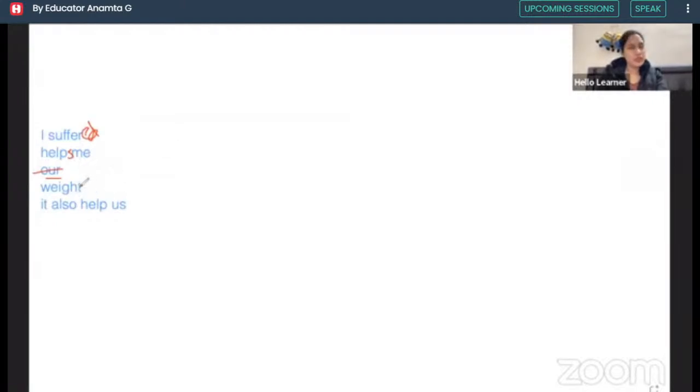The pronunciation of "weight" was a bit off. Weight. Yes. It also help us to improve our digestion system. Helps. Subject verb agreement. Singular versus singular. Whenever you talk about "it," as here you said "it helps me" and "it helps us," "helps" will be used. So here you need to work on subject verb agreement and the past form of verbs and tenses. Yes, past form of verb and tenses.